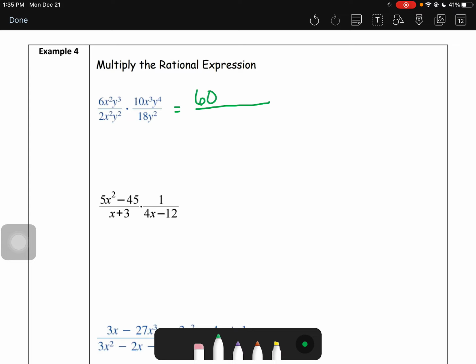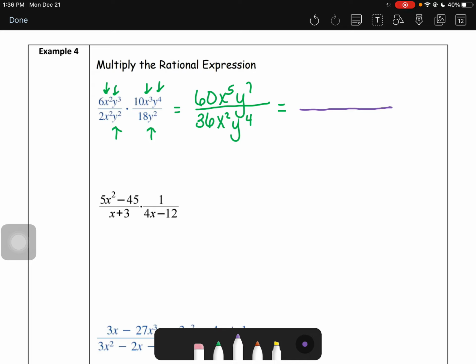So 6 times 10 is 60, and then I have an x squared and an x cubed, which would be x to the 5th when they're multiplied together. And then a y cubed and a y to the 4th, which would be y to the 7th when we multiply. On the bottom, 2 times 18 is 36. And then we have an x squared, and then we have a y squared and a y squared, which would be y to the 4th. So now we're going to simplify.